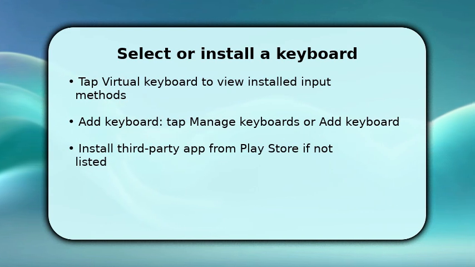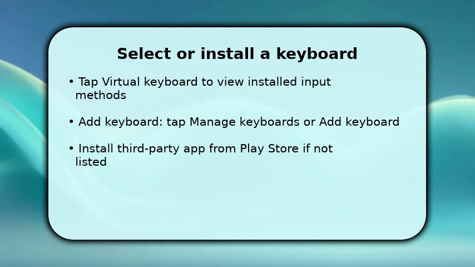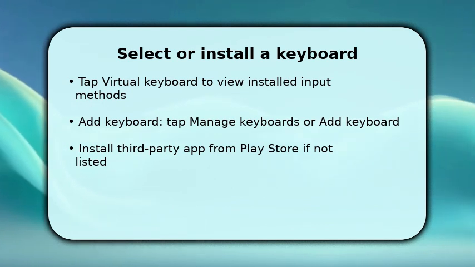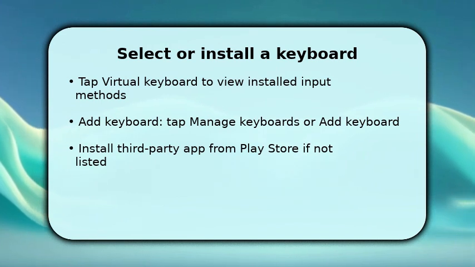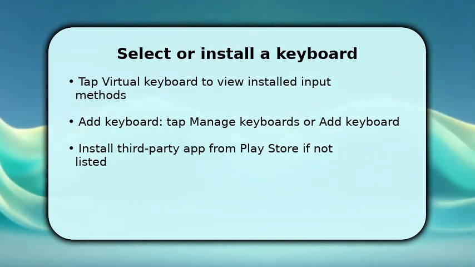If the keyboard you want isn't listed, install it from Google Play. Search, download, and grant any required permissions. After installation, return here and flip its toggle on. Remember, enabling a keyboard doesn't yet make it your default input method.